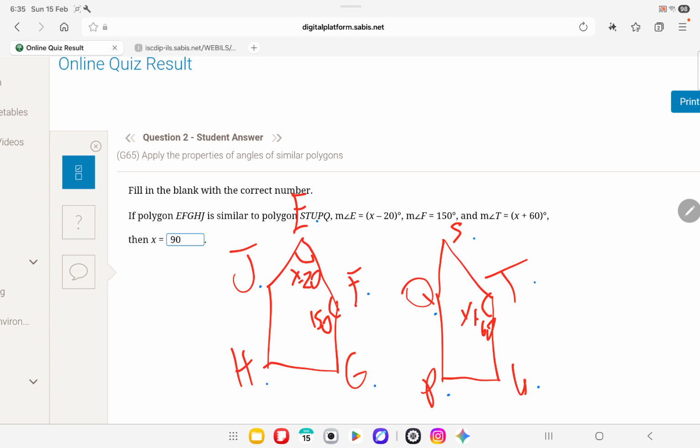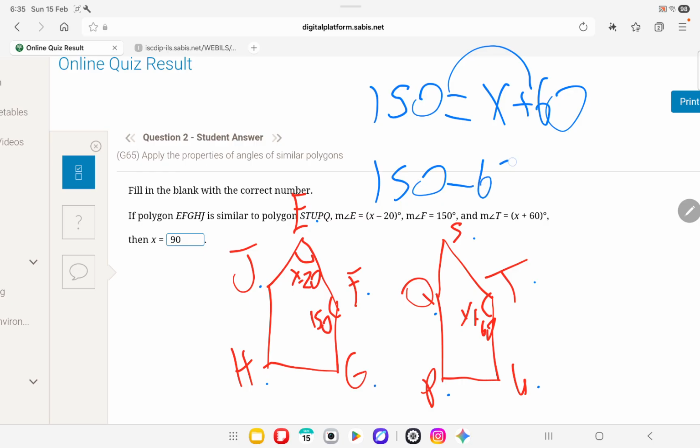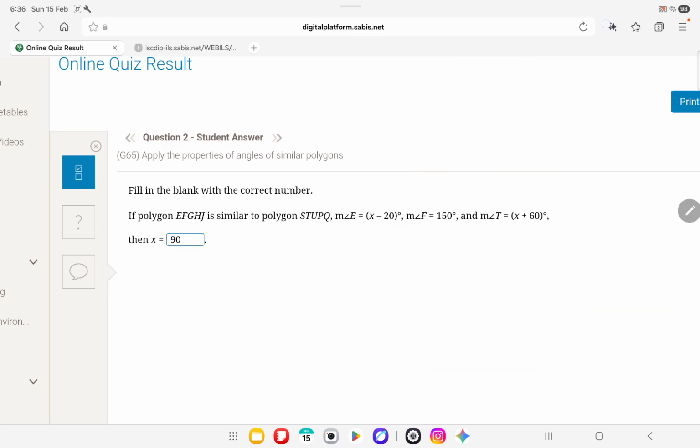So now we're trying to find x, and we have F and T. So we write F, which is 150, is equal to T, which is x plus 60. Take 60 to the other side, it'll be 150 minus 60 equals x. 150 minus 60 is 90, so x is 90.